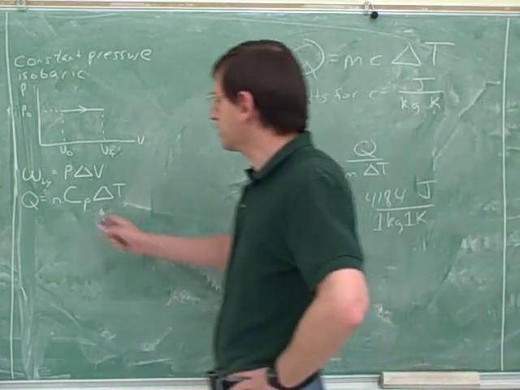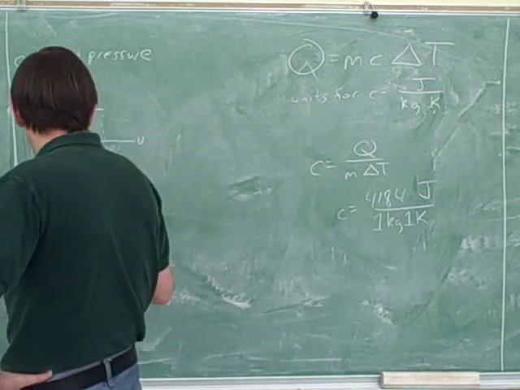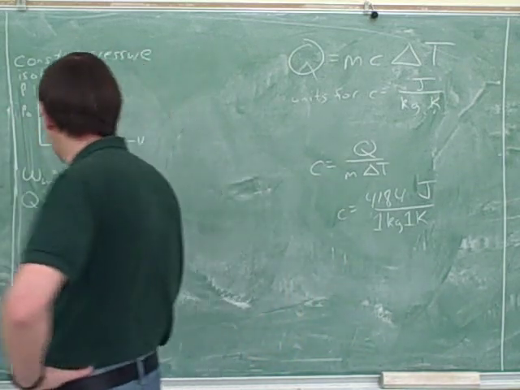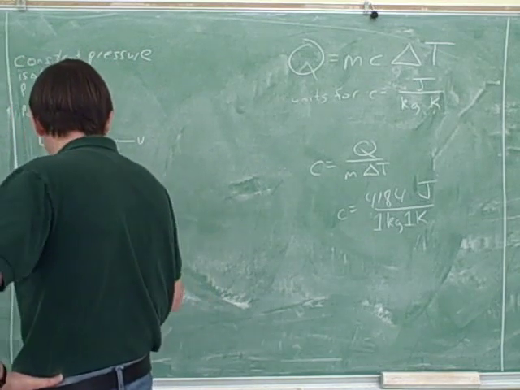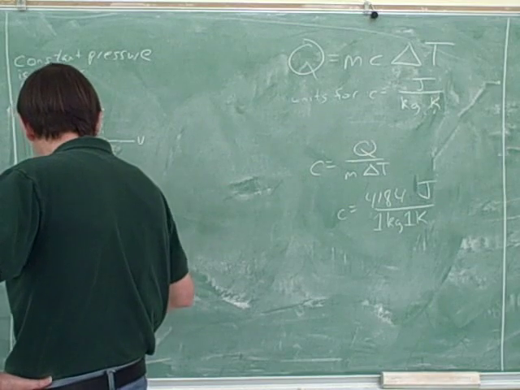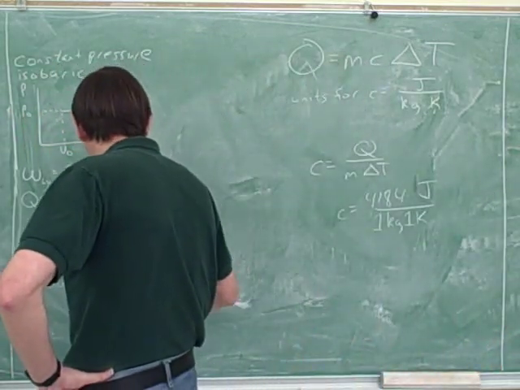Now, let's figure out what this CP would tell us. Well, what would be the units for CP? Well, first of all, we have to solve this equation for CP, and then we could figure out the units. So joules per mole Kelvin. Right.